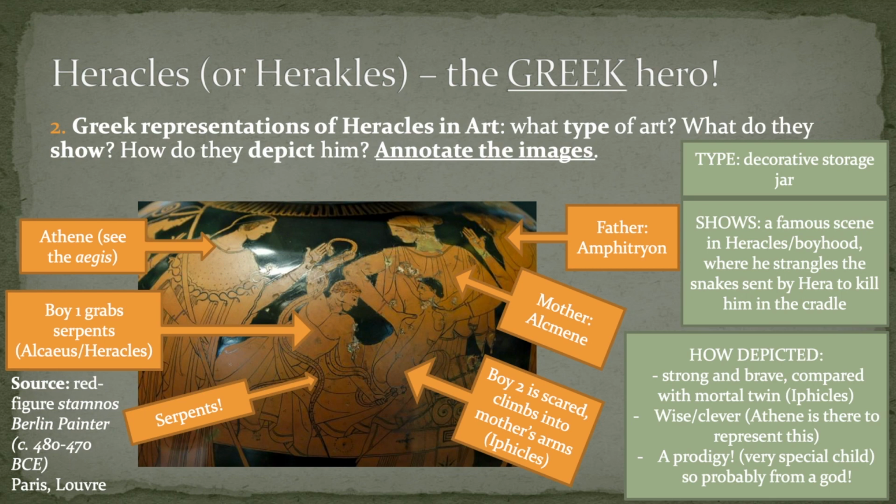And also, look, there's Athene. If you're wondering why she was there instead of Hera, note how her hand hovers over his head as if to congratulate him or to tap him on the head, say, well done. She's there to represent his wisdom or cleverness, even at this early age. And finally, he is a prodigy, a very special child. So he is probably from a god. Not every child will be able to strangle some snakes that happen to come and attack it in the cradle.